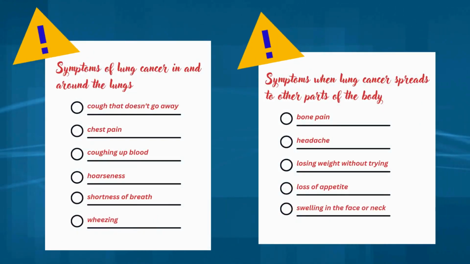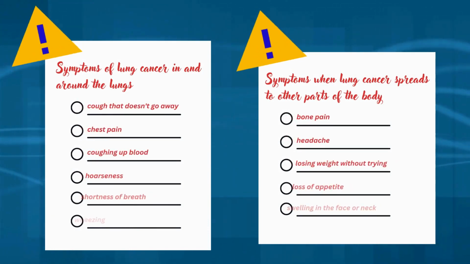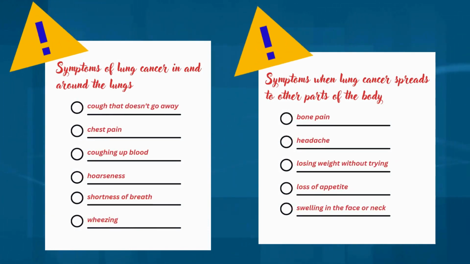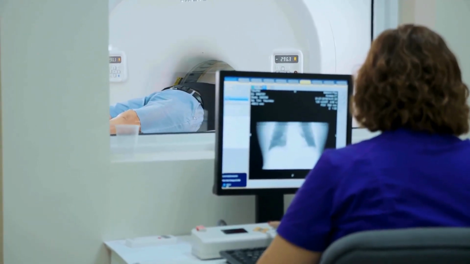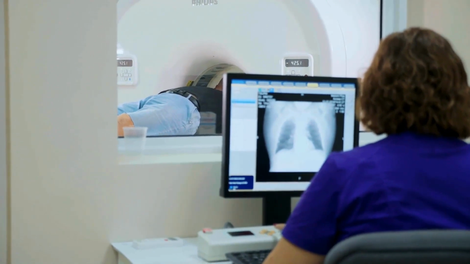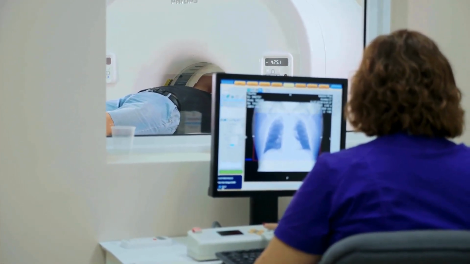Here are the signs and symptoms of lung cancer that happen in and around the lungs, and signs and symptoms that happen when lung cancer spreads to other parts of the body. It is also recommended to include lung cancer screening for former smokers aged 50 to 80. Annual follow-ups are essential for screening and early intervention.